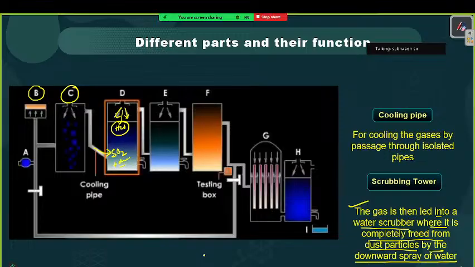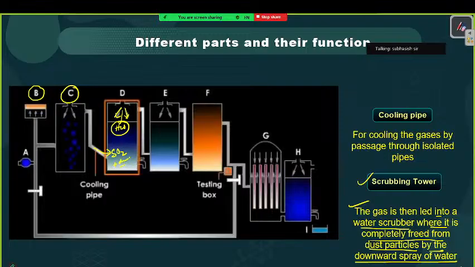So there are many steps used for the removal of those impurities. The scrubbing tower is one of the important parts. The dusting tower can be used to remove the dust particles, and the scrubbing tower also does the same thing, the same function, but in a different way. In the scrubbing tower, water is sprayed downward to remove the dust particles.